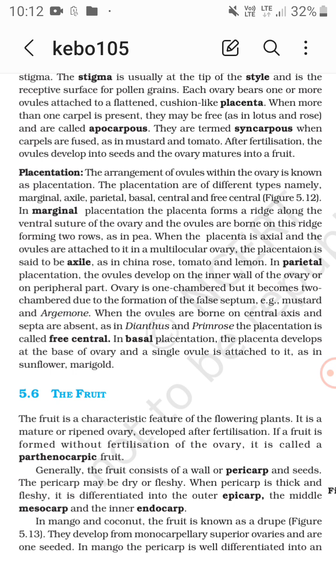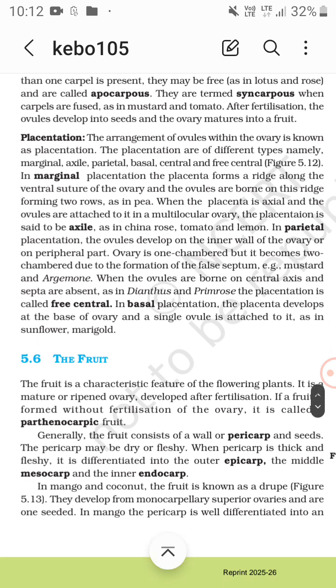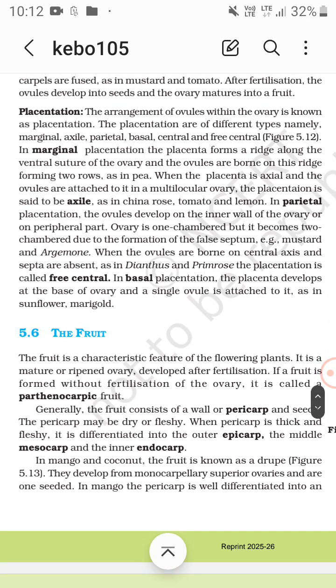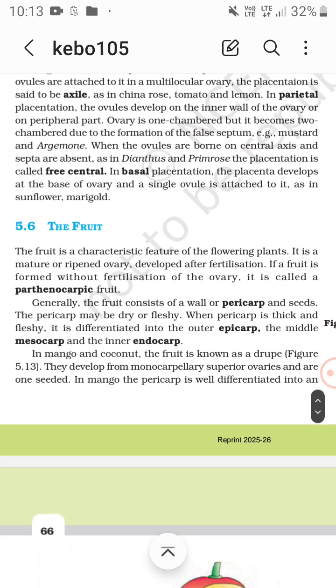Ovary is one chambered, but it becomes 2 chambered due to the formation of false septum, as seen in parietal placentation. Now when the ovules are borne on central axis and septa are absent, so it is free central placentation. Now basal placentation: the placenta develops at the base of ovary and a single ovule is attached to it. Okay, so this was the basal placentation.